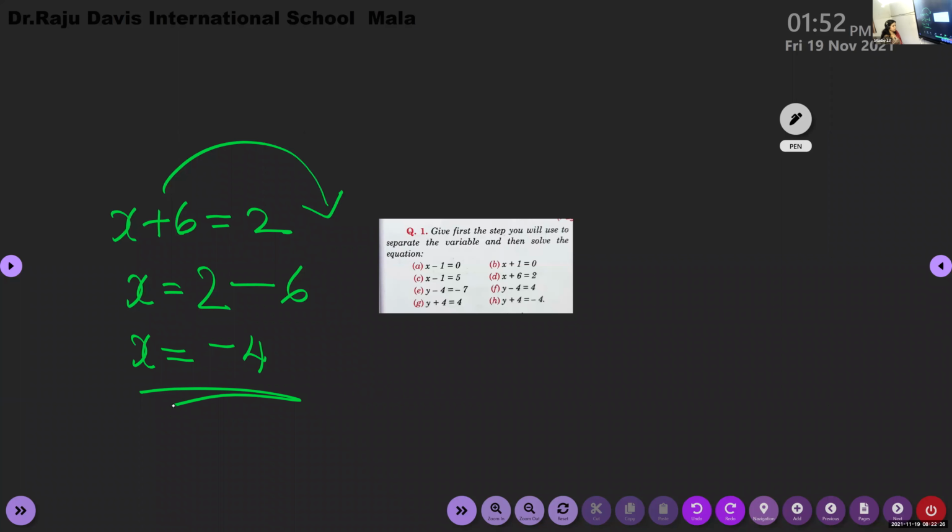You know how minus 4 came? This is plus and this is minus. So what is it? Two different signs. Then find the difference and put the sign of the greater number.